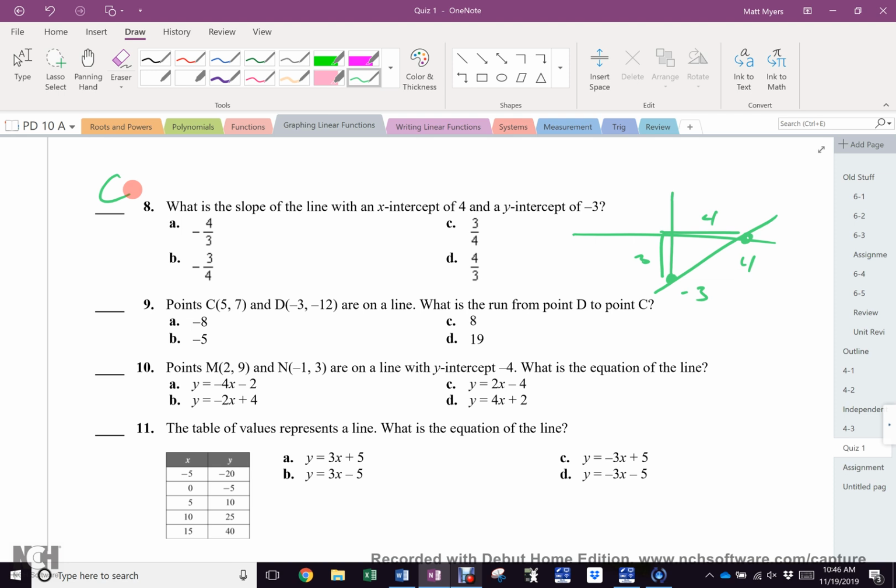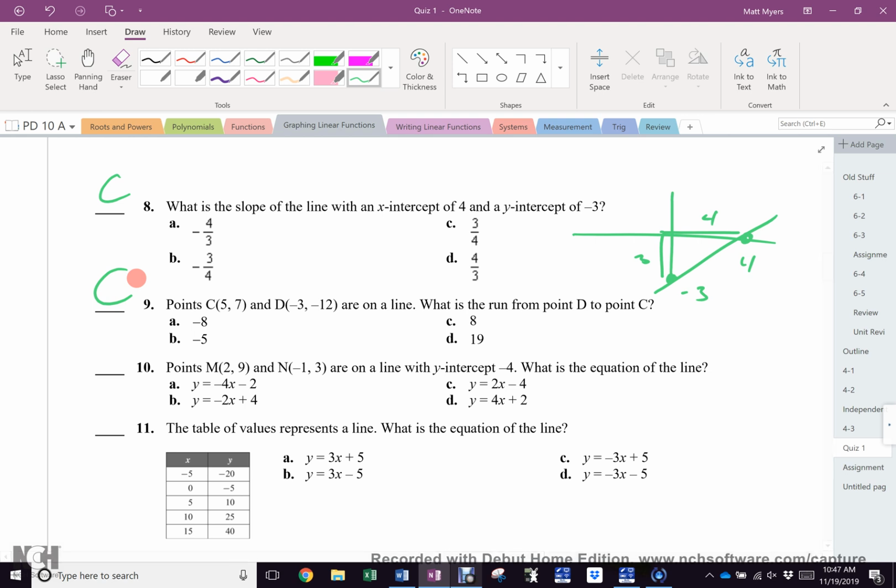Number 9. What is the run from point D to point C? Point D is at -3. Point C is at +5. How far is it? Oh, sorry, run. X's. -3 to 5 is how far? 8. If I'm going from D to C, it's going from negative to the C, which is positive. So it is a run of 8. C.